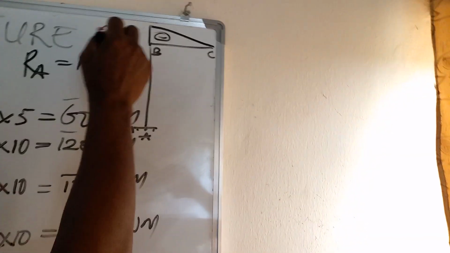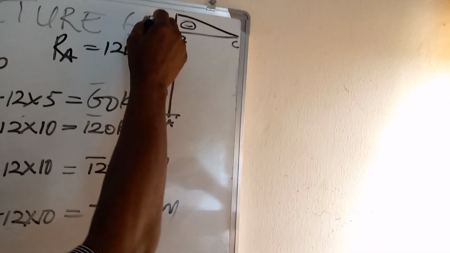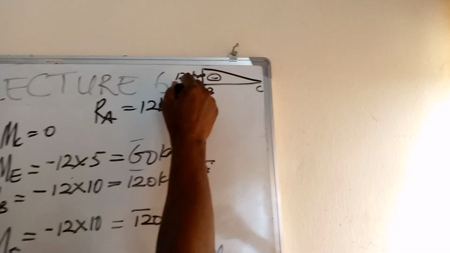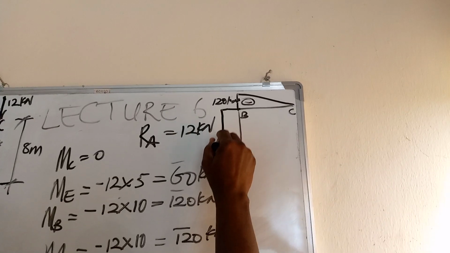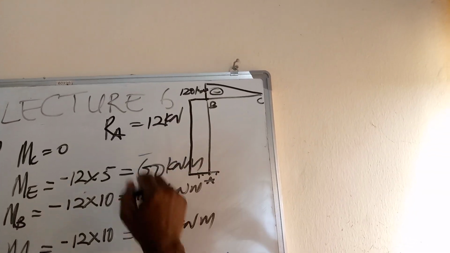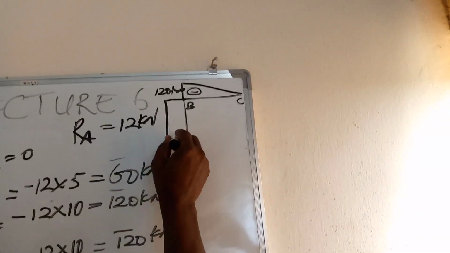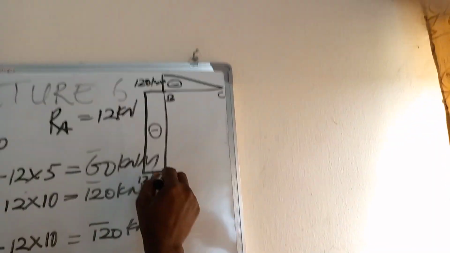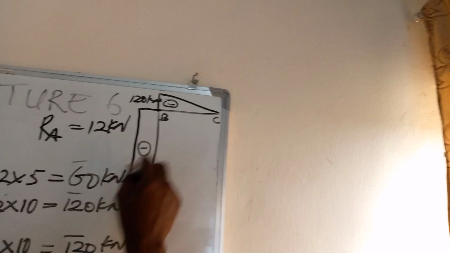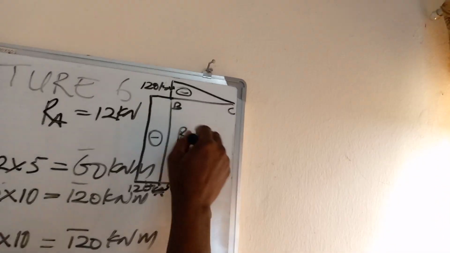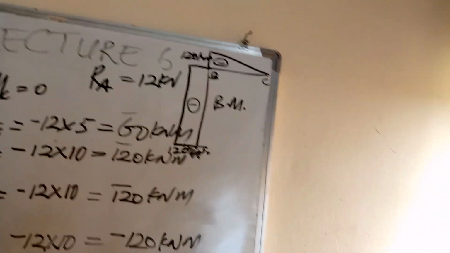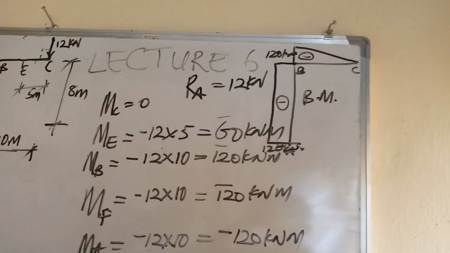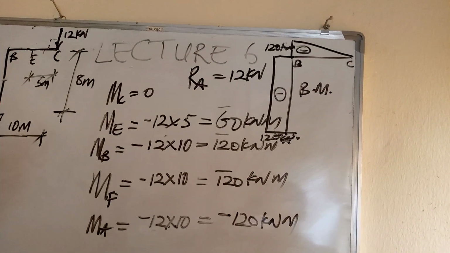So at this point, it is 120 kilonewton meter, the same 120 throughout. 120 there, 120 here. That's the bending moment diagram for this frame, 120 there, 120 there.